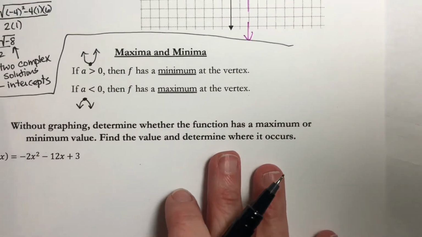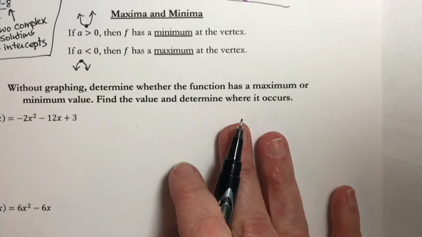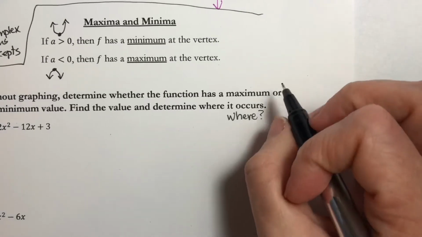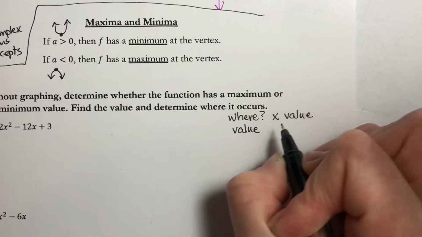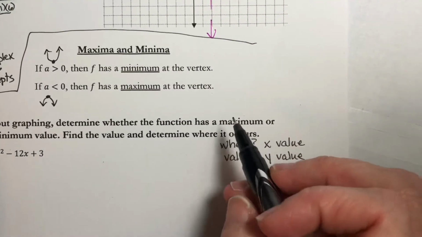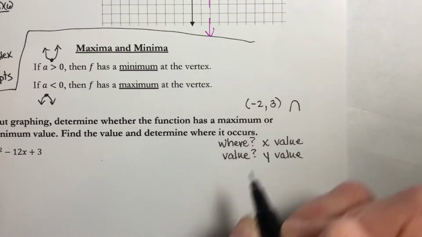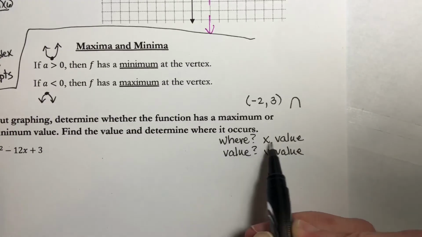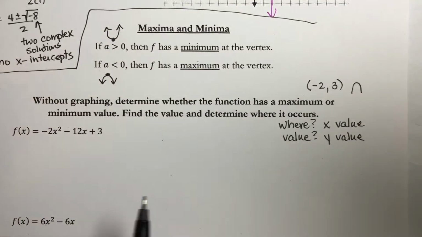Okay? Now you're going to be asked to find the value and determine where it occurs. Where is always your x value, and the value is always your y value. So we would say if our vertex was -2, 3, and our graph opened down, then we would have a maximum value. We would have a maximum. Where is it? At -2, and what is the maximum value? 3.